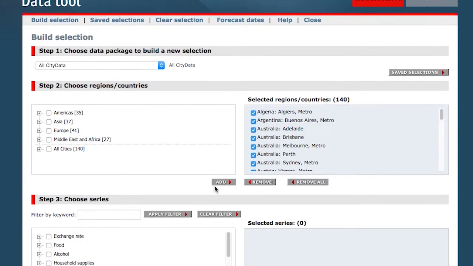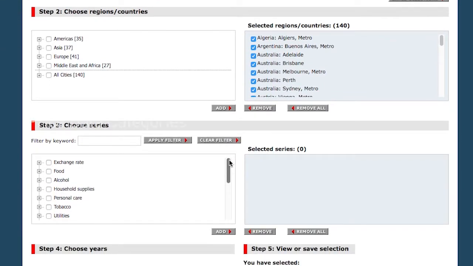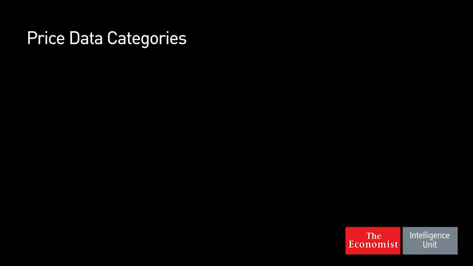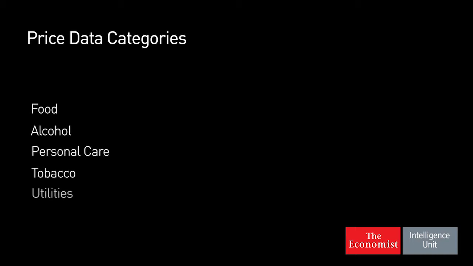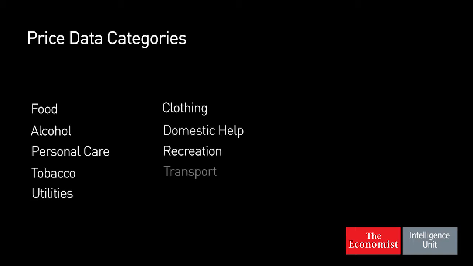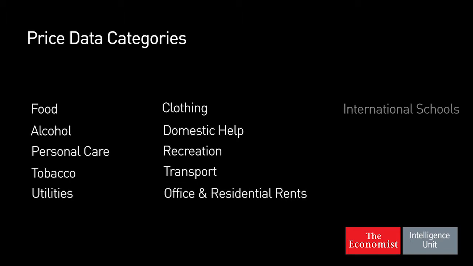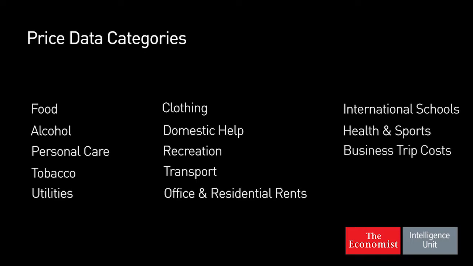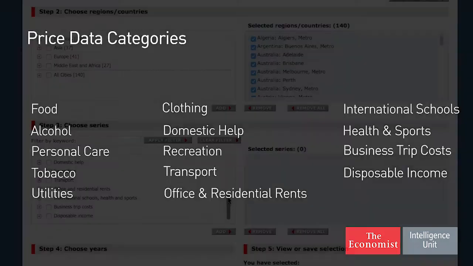The third step is to select your price data series. Price data are arranged in easy-to-understand product groupings: food, alcohol, personal care, tobacco, utilities, clothing, domestic help, recreation, transport, office and residential rents, international schools, health and sports, business trip costs, and disposable income.